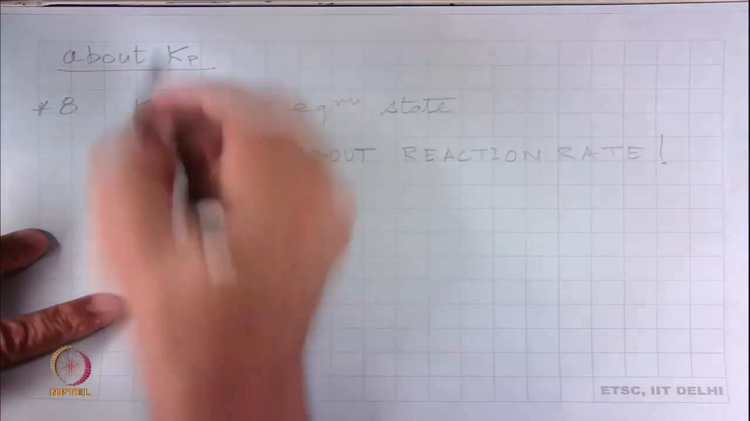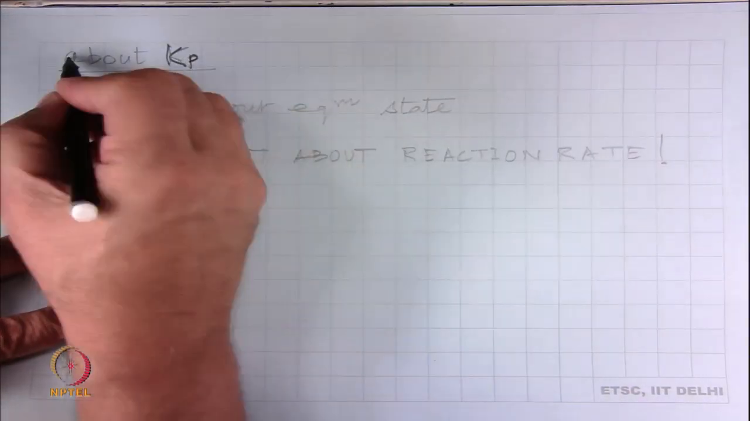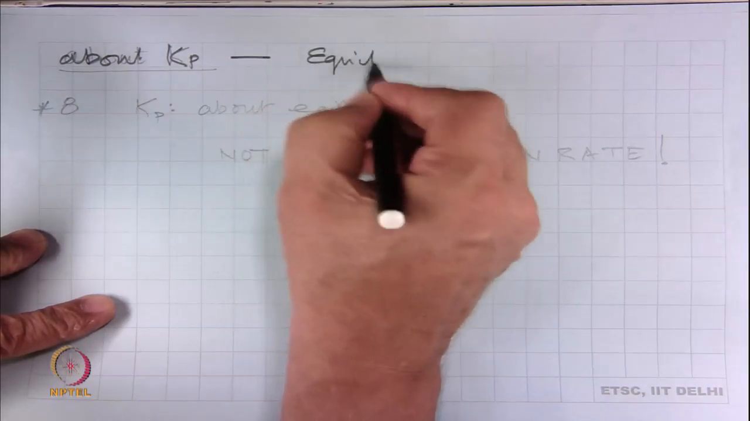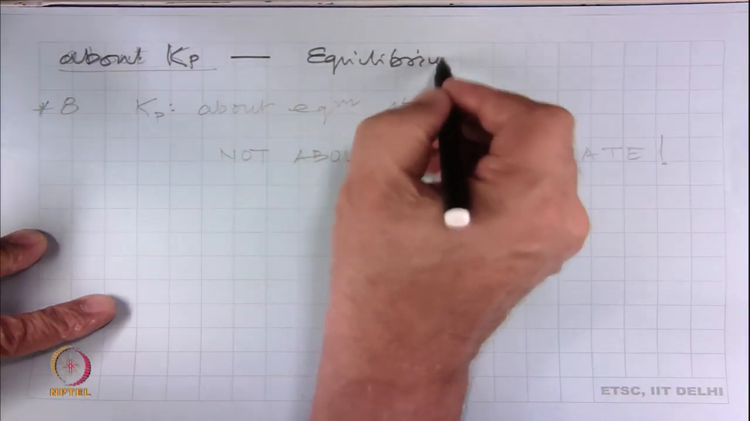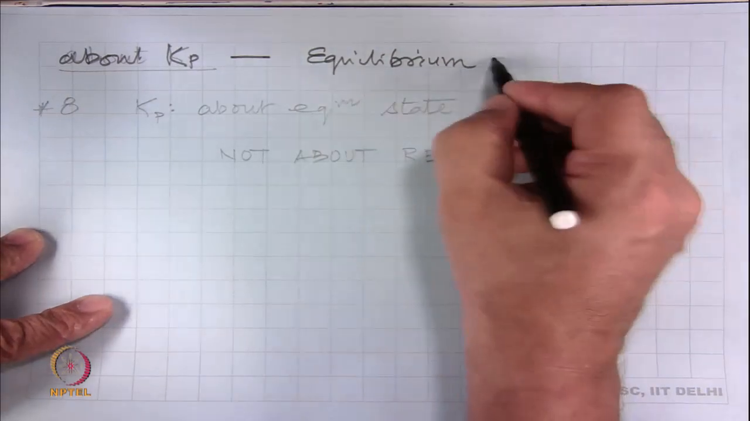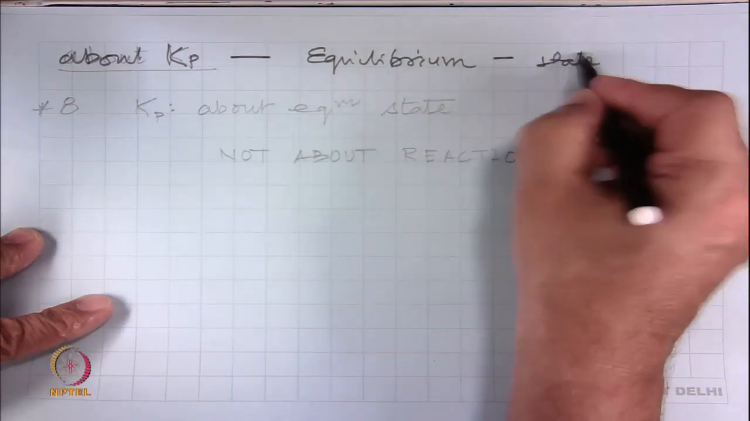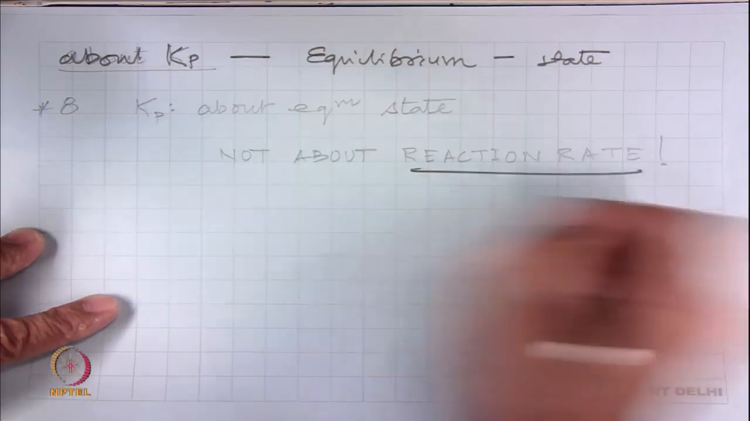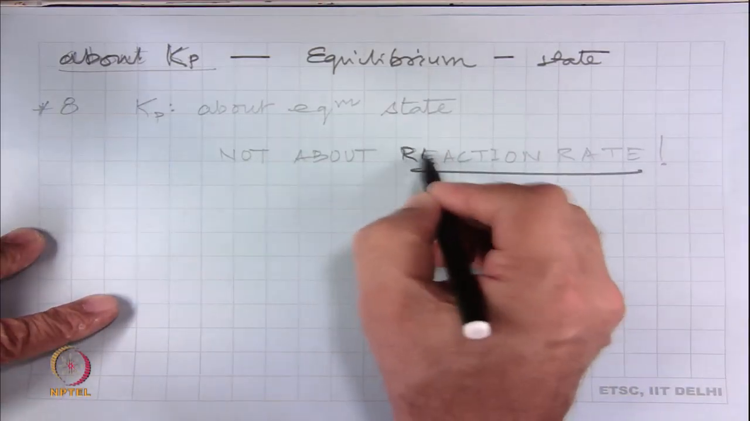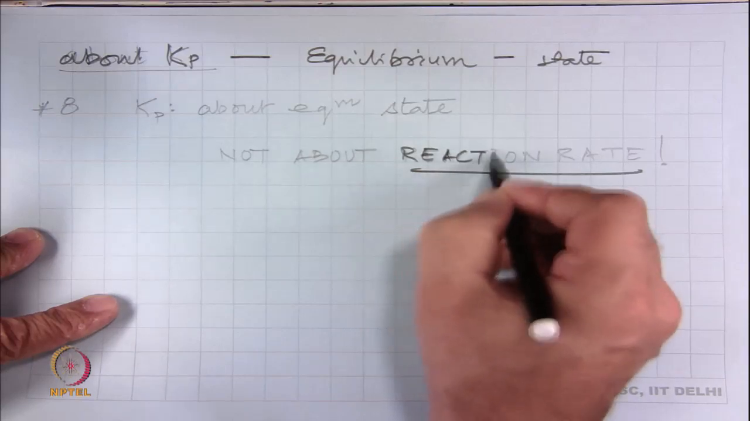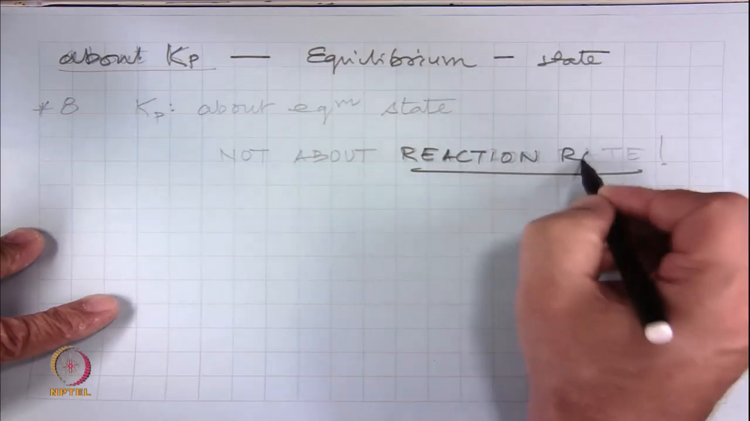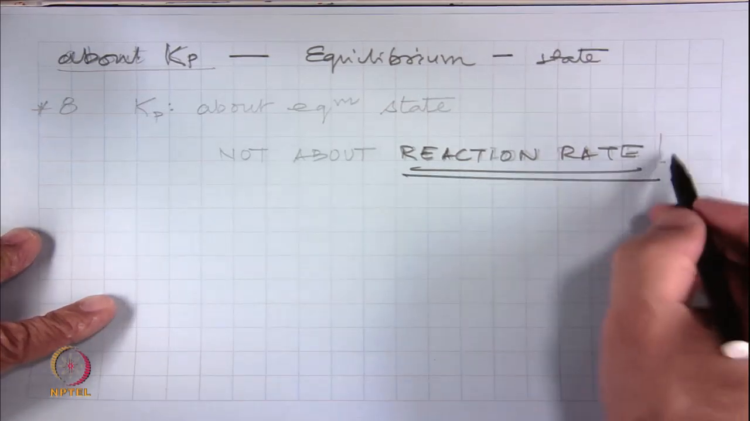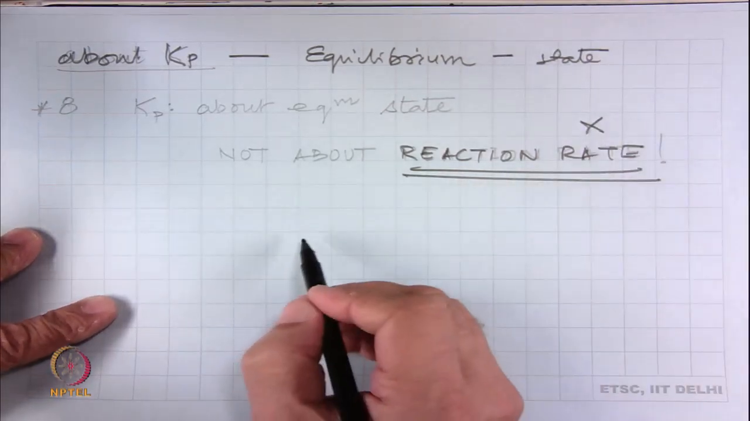And the last point to note about Kp is that this is only about equilibrium. This is the equilibrium state, and it tells us nothing about the reaction rate. So, if you want to ask what is the rate at which this reaction will take place, Kp is not the one to tell us what is going to happen. So, we do not know anything about this from Kp.